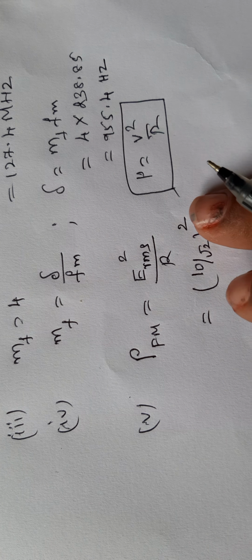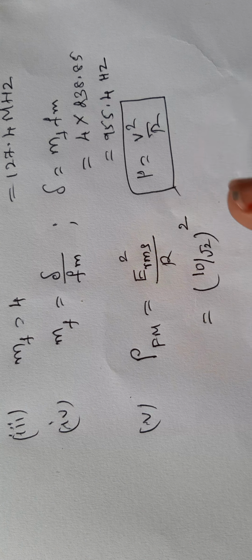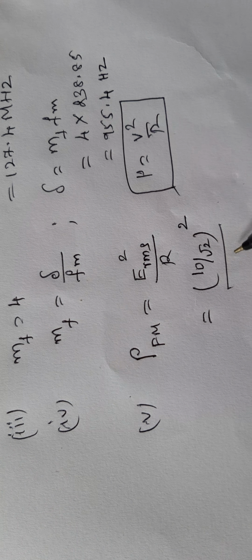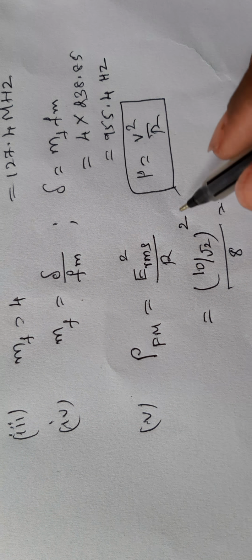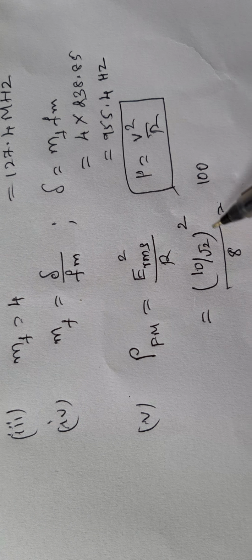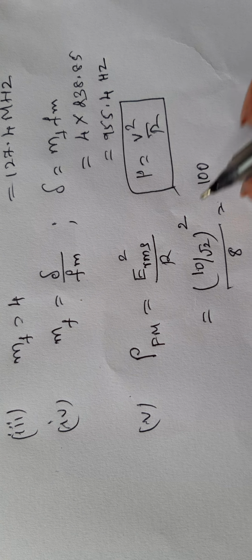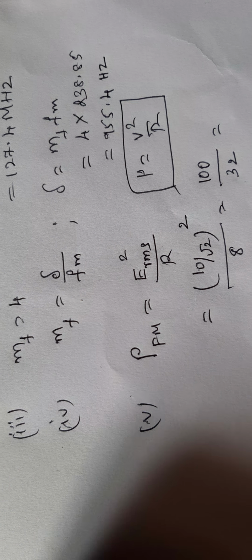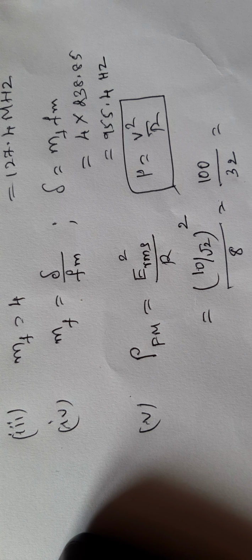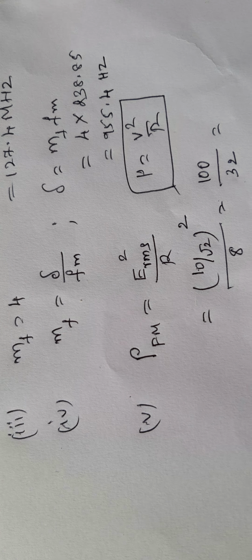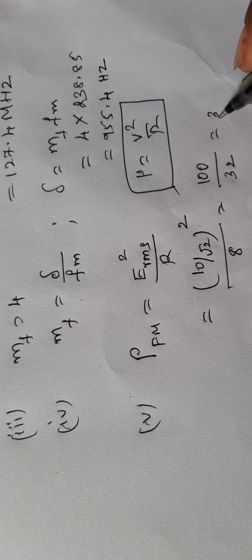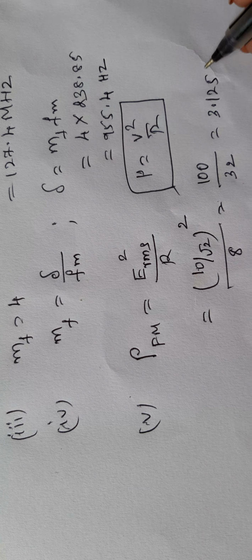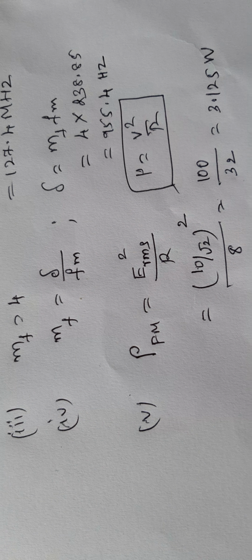Therefore 10 by root 2 whole squared is the AC signal of the FM wave, divided by the resistance, which is 8. That is equal to 100 by 32. On calculating this, 100 divided by 32 is equal to 3.125. You will get 3.125. Unit of power is watt. So this is the first problem regarding FM wave.